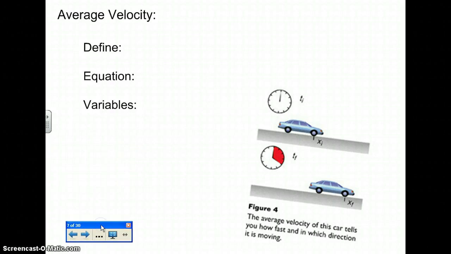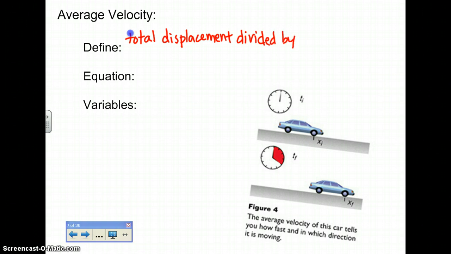Average velocity. For average velocity, please write this definition down. Total displacement divided by the time interval during which the displacement occurred.